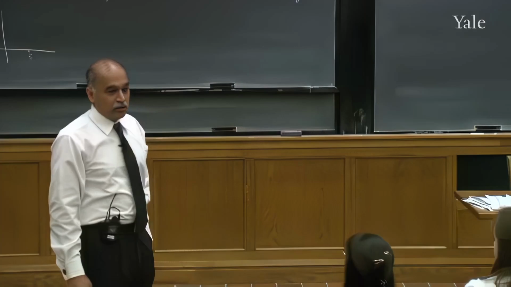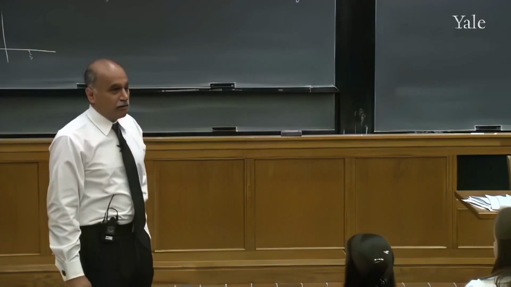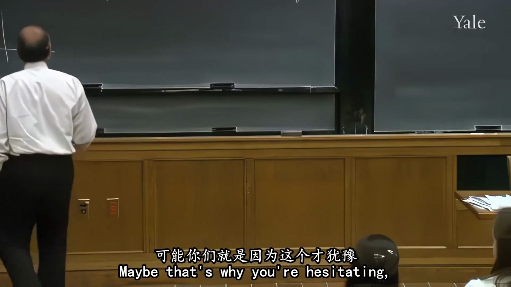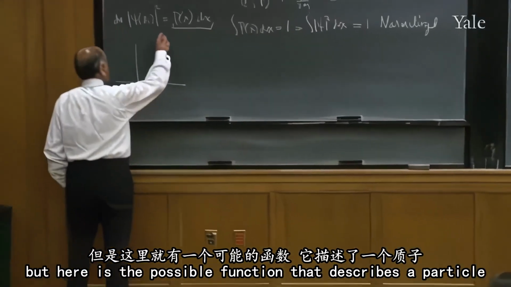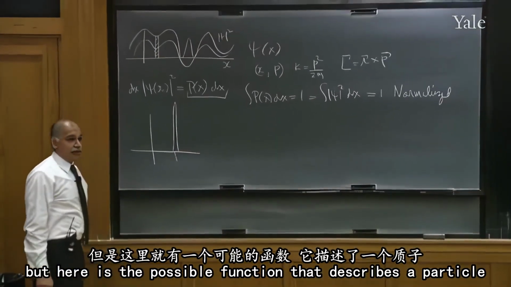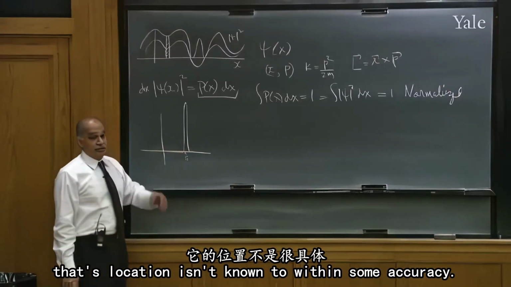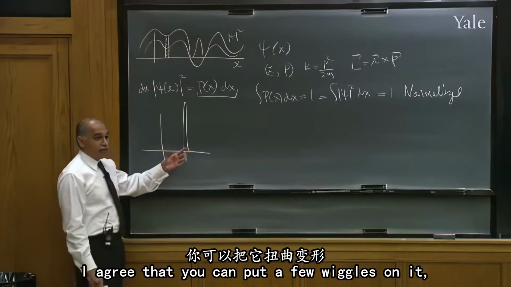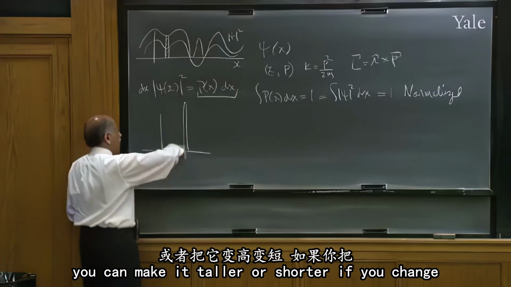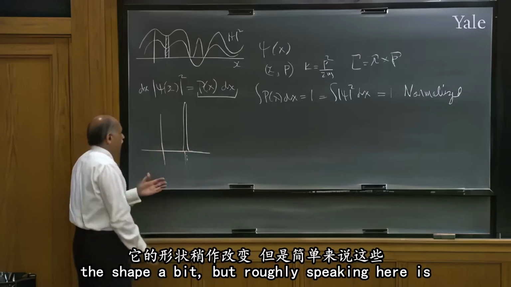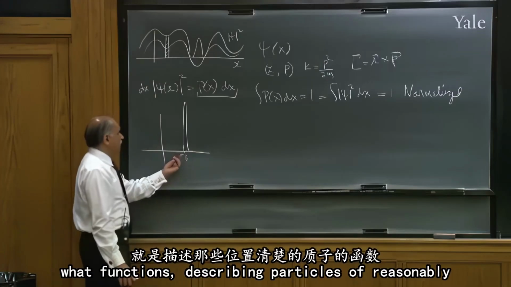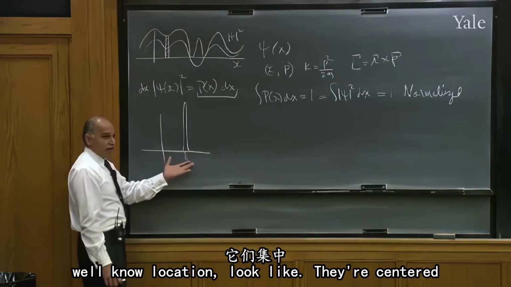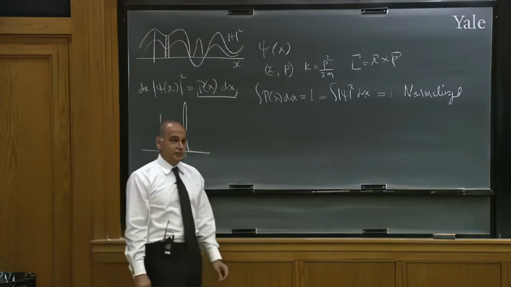Yeah? Centered where? Centered at 5. Everybody agree with that? I mean, the exact shape we don't know. Maybe that's where you're hesitating. But here is a possible function that describes a particle whose location is known to within some accuracy. So one look at it, it tells you, hey, this guy is close to 5. I agree that you can put a few wiggles on it, or you can make it taller, shorter, change the shape a bit. But roughly speaking, here is what functions describing particles of reasonably well-known location look like. They're centered at the point which is the well-known location.